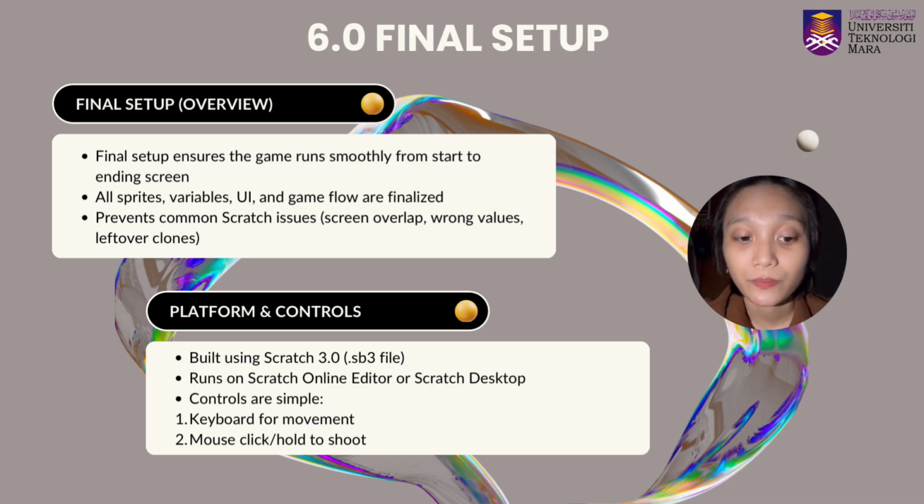So the final setup is very important because it ensures the game runs smoothly from the start until the ending screen. We finalize the sprites, variables, user interface, and game flow to avoid common Scratch problems like overlapping screens, wrong values, and leftover clones when the game is played. For the platform and controls, our game is built using Scratch 3.0 and saved as an SB3 file, so users can play it using the Scratch Online Editor itself or Scratch Desktop. The controls are designed to be simple and beginner-friendly. Players move using the keyboard and they shoot using the mouse. This makes the gameplay easy to learn but still challenging to master.